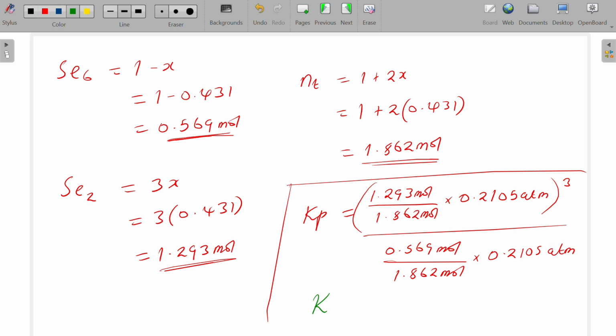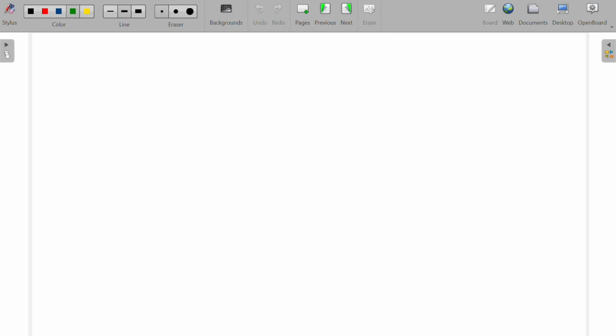So when we do our mathematics very well there, you find that our Kp value will be equal to 0.0486. So this is the Kp value that we're basically looking for, 0.0486. Yes. So let's go to the last part, that is looking for the Kc value. Now that we have the Kp value, it's very easy for us to find the Kc value. We'll rewrite our chemical reaction again.